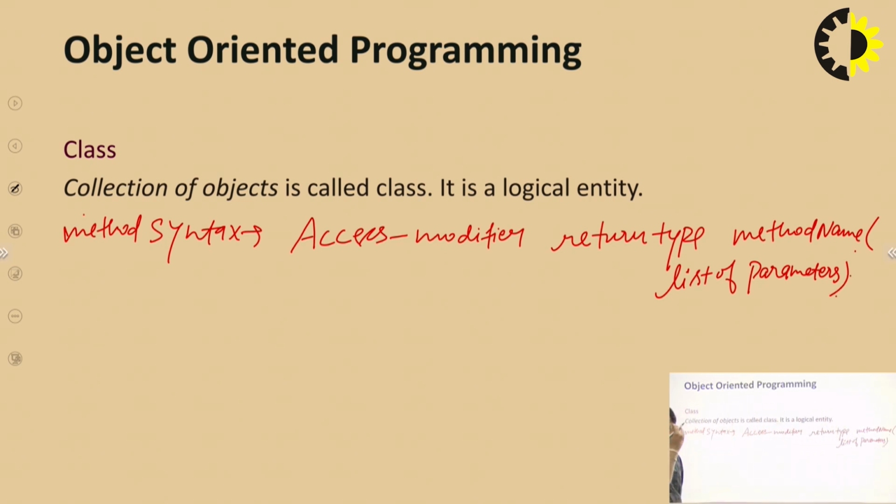This is the syntax for a method. And what is a method? A set of code which performs a particular task. The syntax is the access modifier, then the return type, method name, and the list of parameters we will pass here. The return type says what it will return, for example integer type or string type.